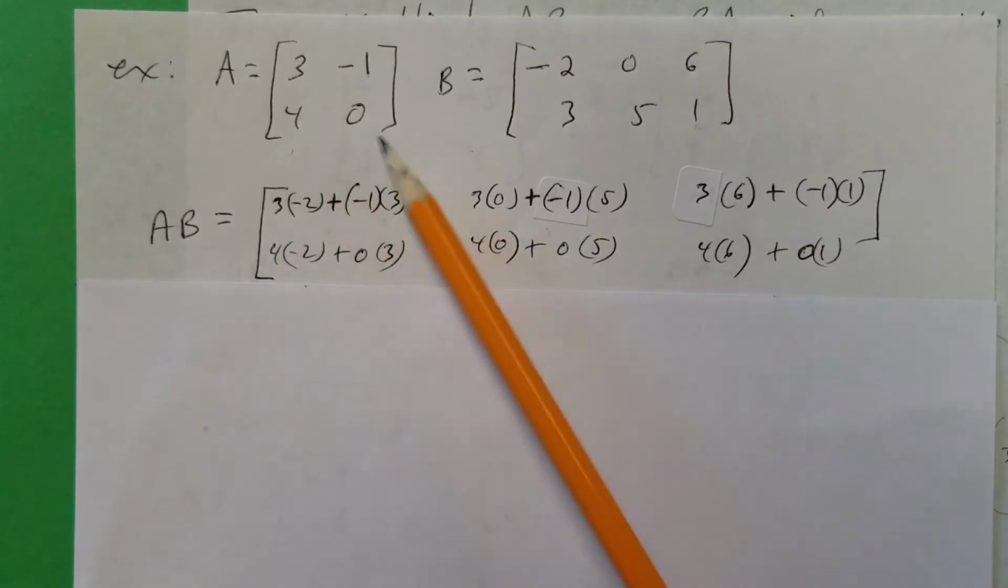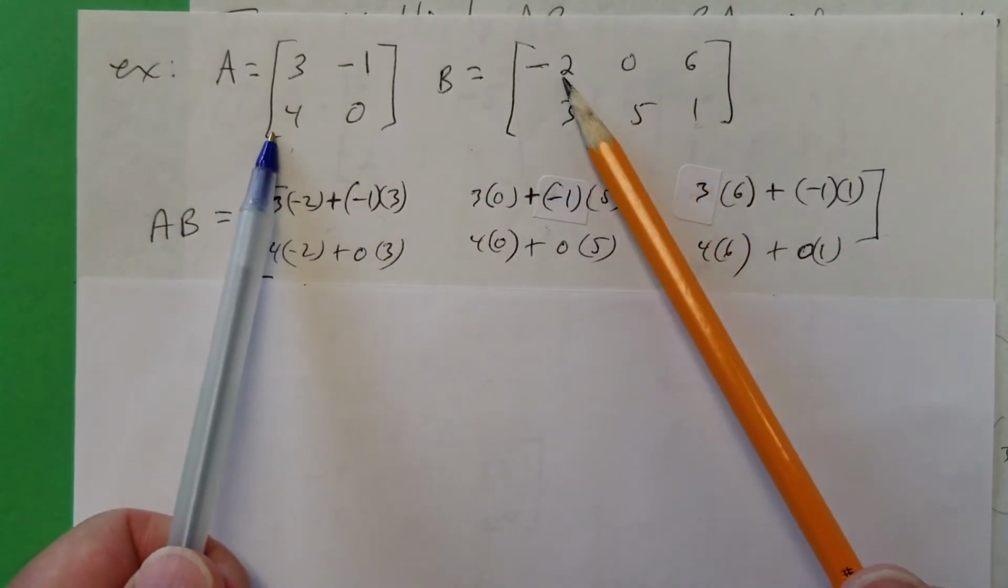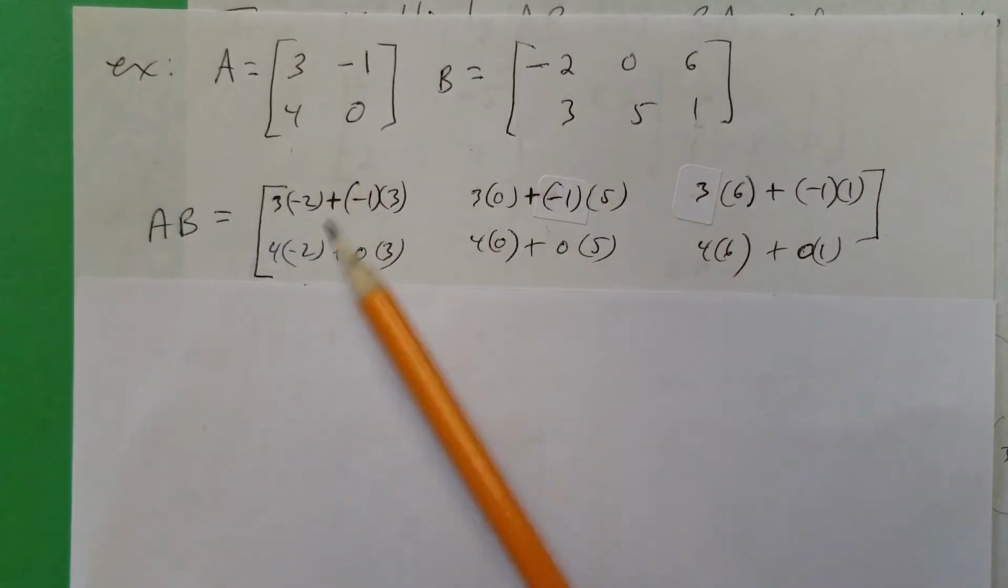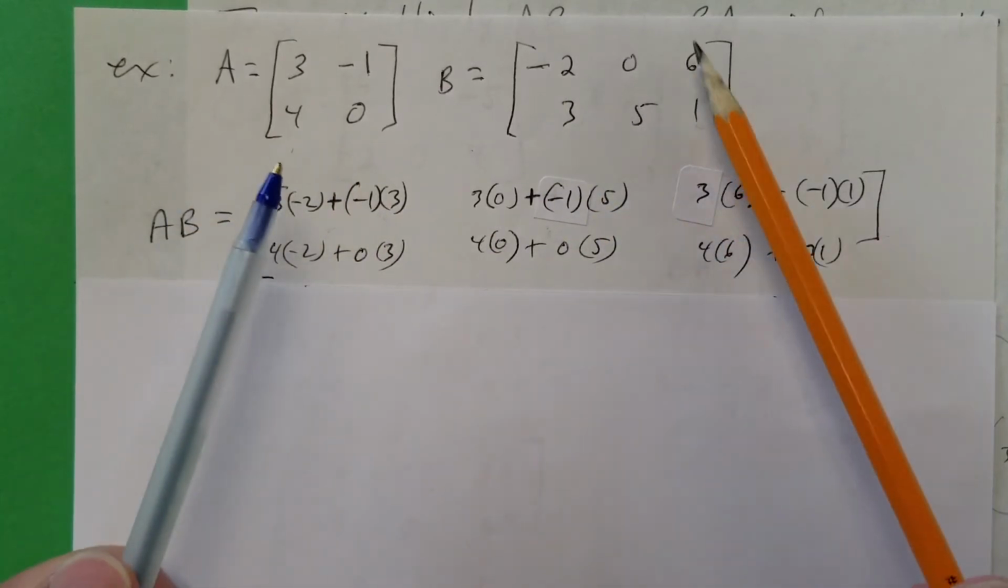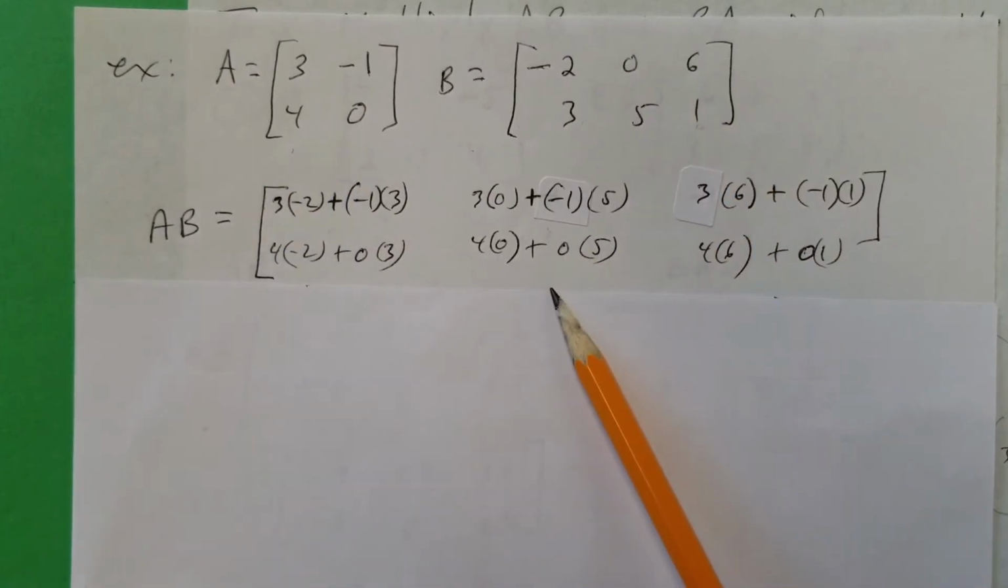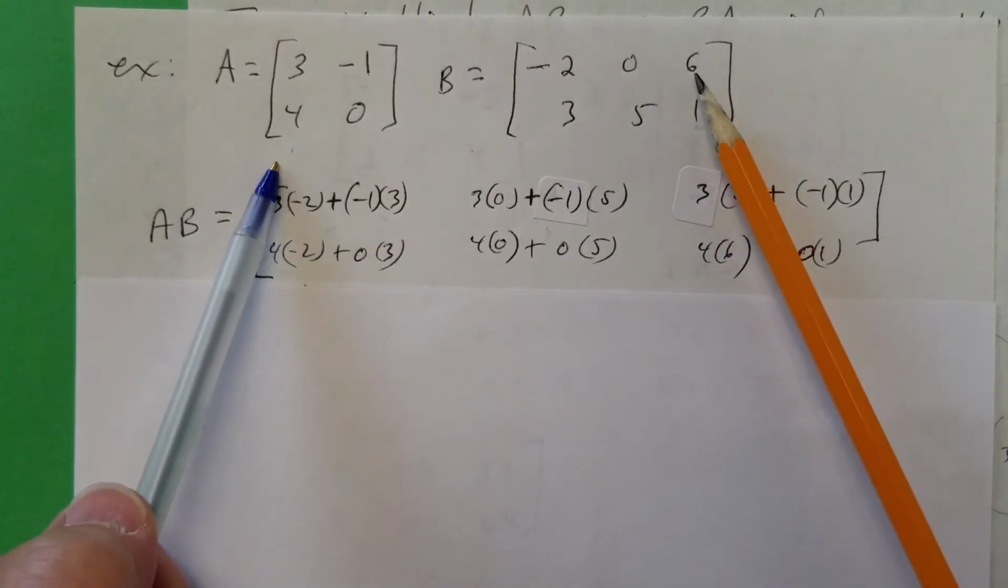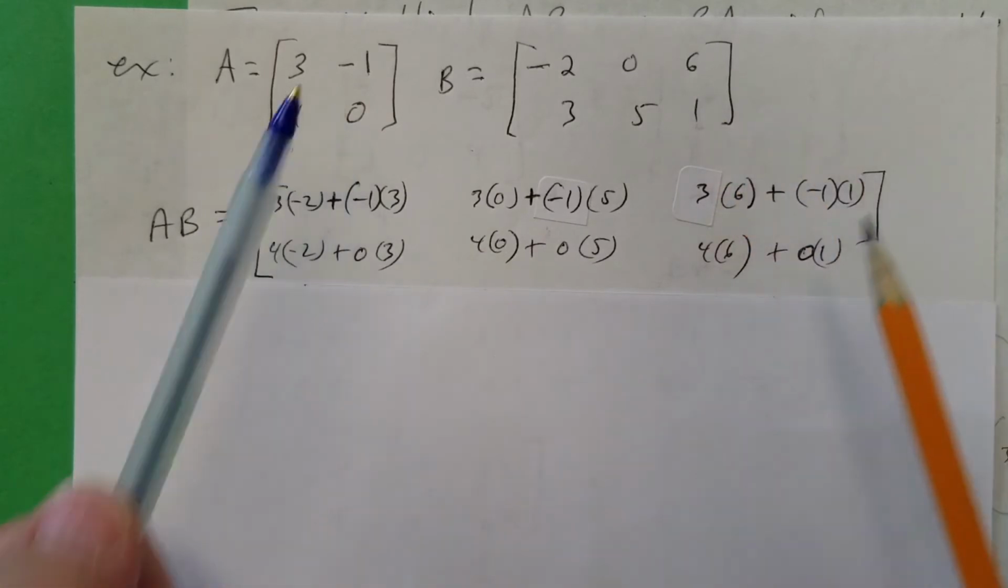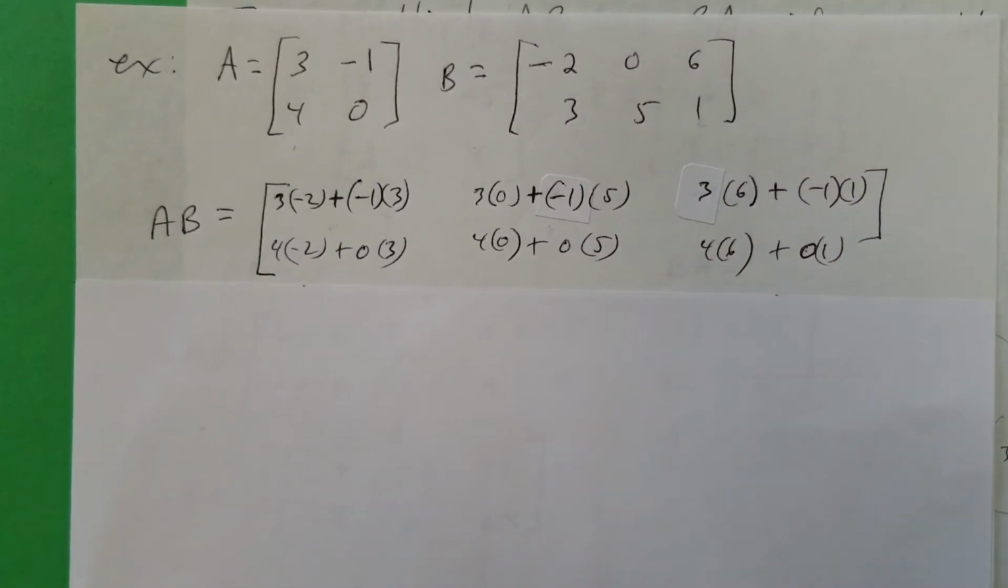Now we work with the second row. 4 times negative 2, 0 times 3. There it is. Add the answers. 4 times 0, 0 times 5. There it is. Add the answers. 4 times 6, 0 times 1. There it is. Add the answers. Right? So now you go back.